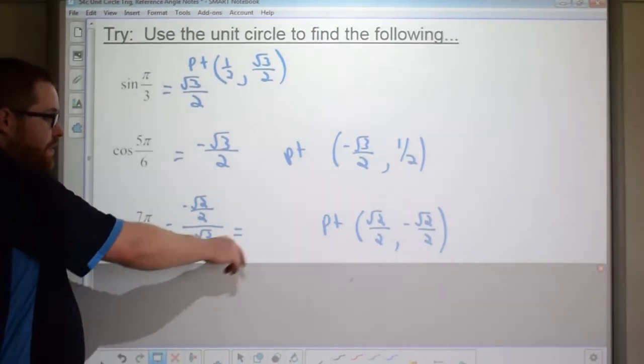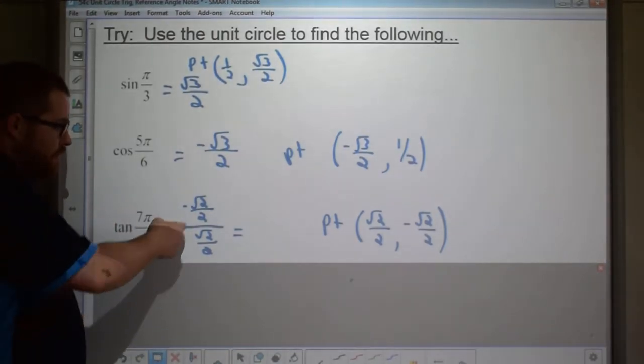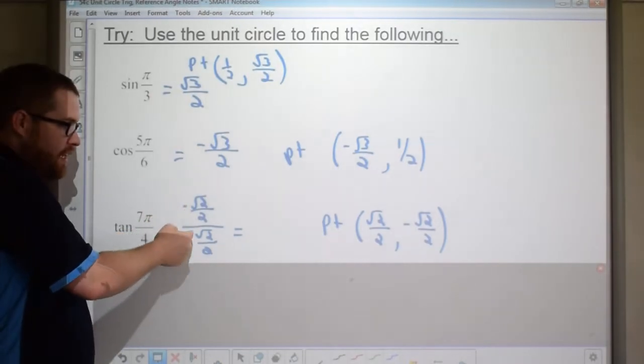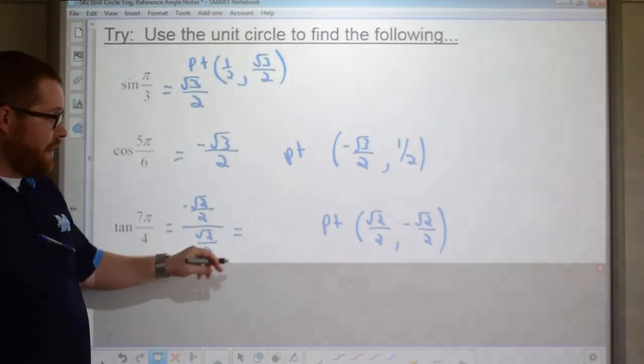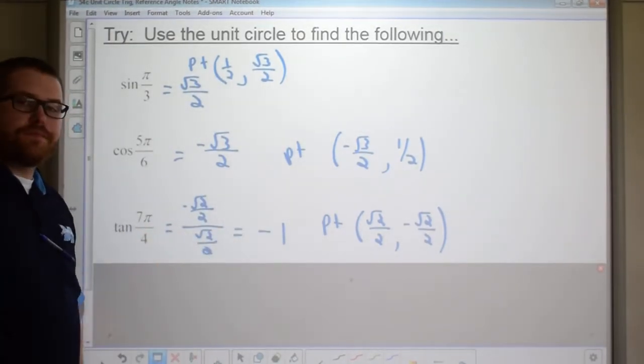Now you could flip this and make it multiplication if you wanted to, which is the correct way to do it, or you can be smart. It's the same thing over the same thing, but one's negative and one's positive. Well, negative divided by positive is a negative, and something divided by itself is 1.